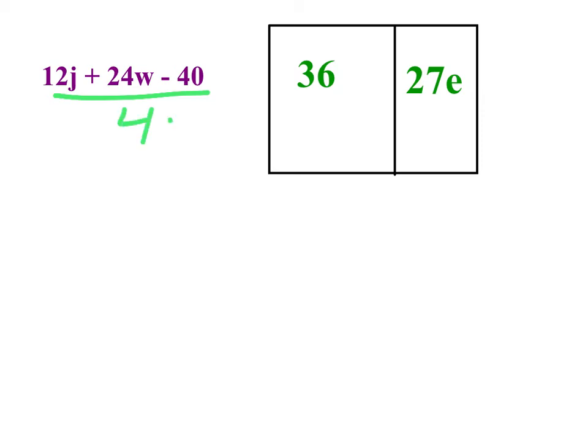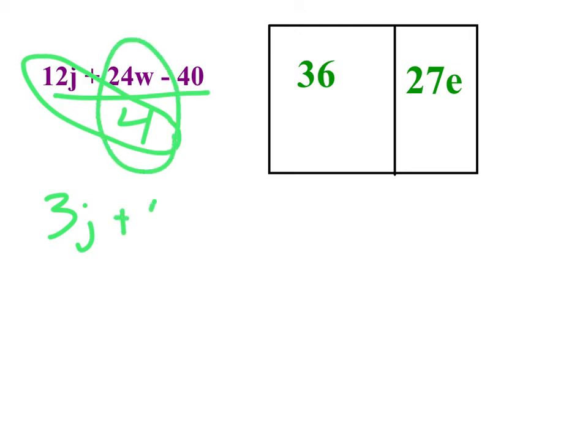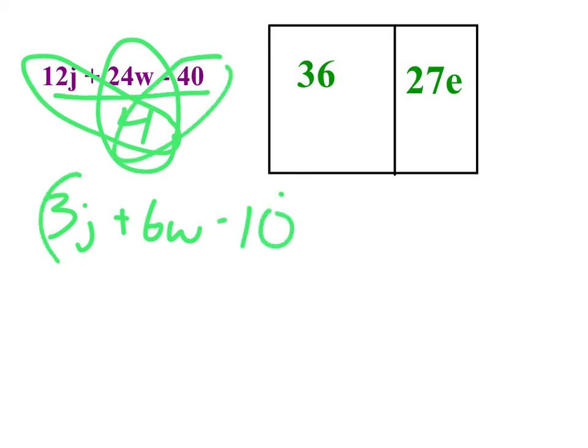So I divide by 4. This guy becomes a 3j. This guy becomes a 6w. This guy becomes a minus 10. And then remind yourself you have to put what you divided out because we're writing it as a product. So I took it 4 times 3j plus 6w.